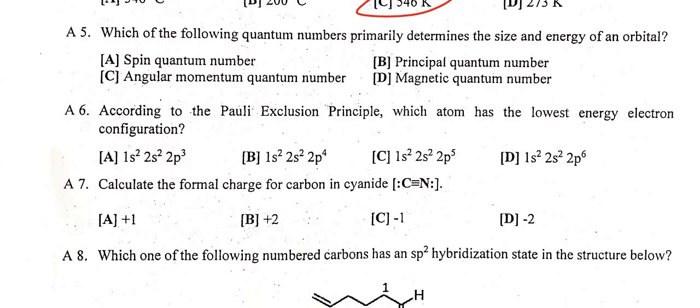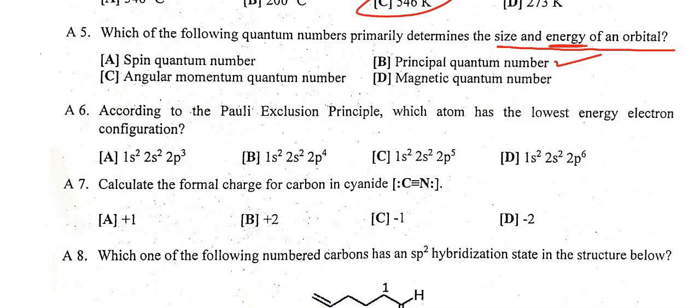Then question A5, they're saying which of the following quantum numbers primarily determines the size and the energy of an orbital? Which one here, Nyumezi? This is very simple. We have 4 quantum numbers. The principal quantum number, n, tells us the size of the shell and the energy we're dealing with. So the answer there is B. The bigger the value of n, the more energy needed, right?